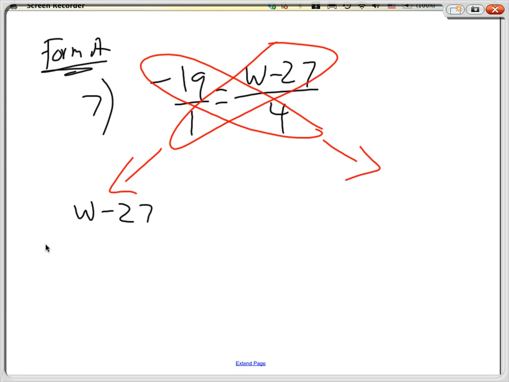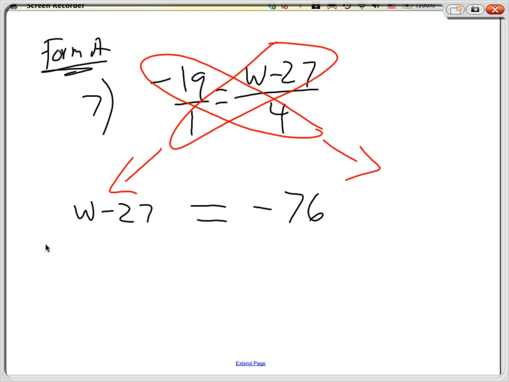Not going to change. On this side, though, what is negative 19 times 4? Negative 76. Okay, so I'm going to go ahead and write the equal sign right there and negative 76 on this side. Very good, right? Okay. In this case, can we just solve now? It's a one-step equation, right? There's no coefficient in front. Well, there is, but we don't need to do anything with W.